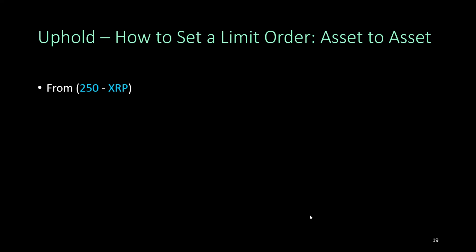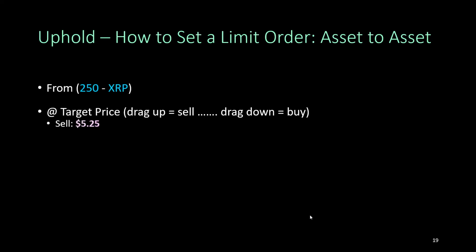Let's focus on sell orders because we're in a bull market. And let's say you want to sell 250 XRP at a certain price. Well, they have a next box underneath that says at the target price. You can drag up to sell, drag down to buy, on your phone or on your desktop, doesn't matter. And then you can set the price of what you want to sell that XRP for. Let's say it's $5.25.